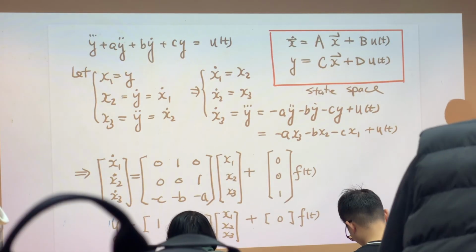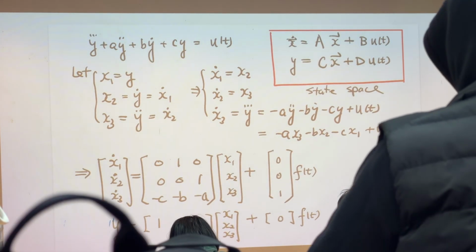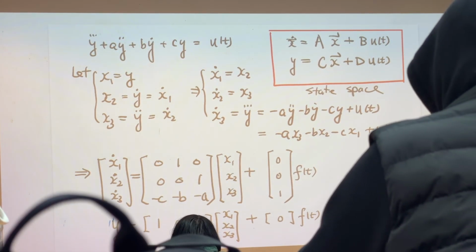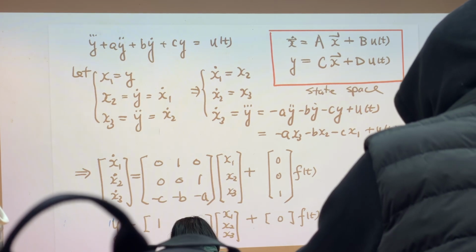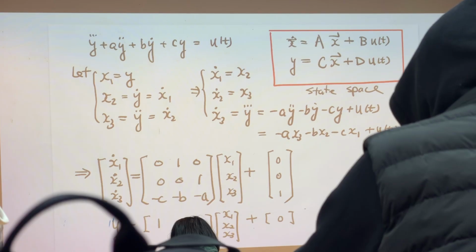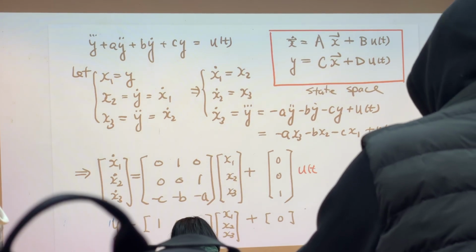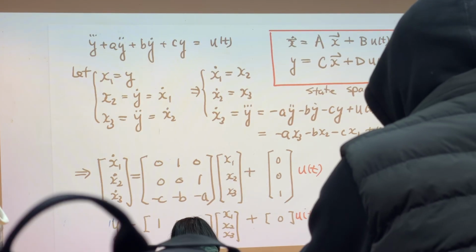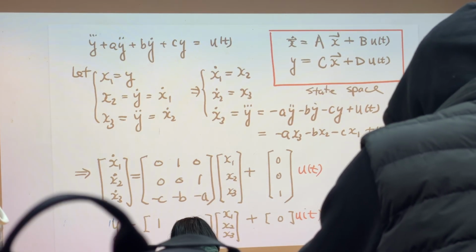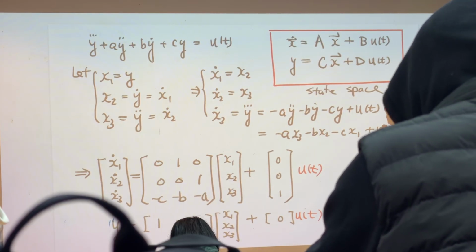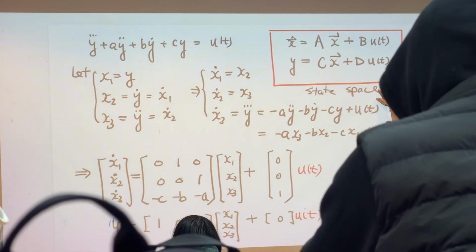So I maybe need to change that. Let me make a replacement here. So I should change this to u(t). So this will be u(t) here. Okay? So we call this the state space representation.